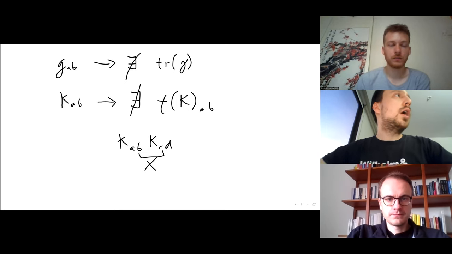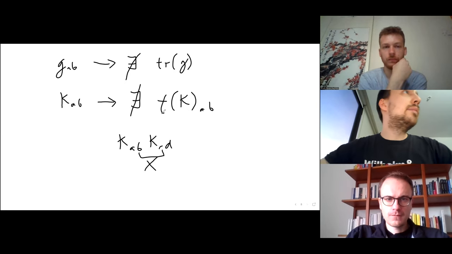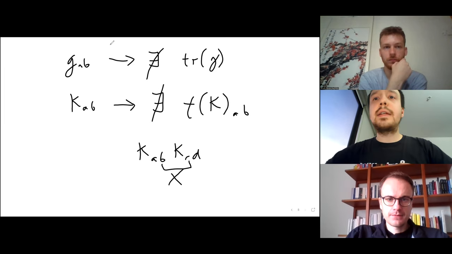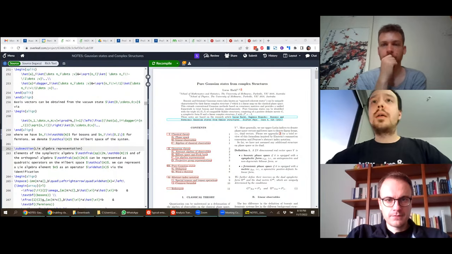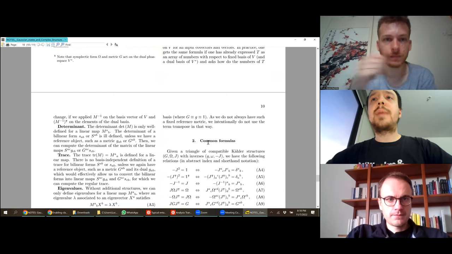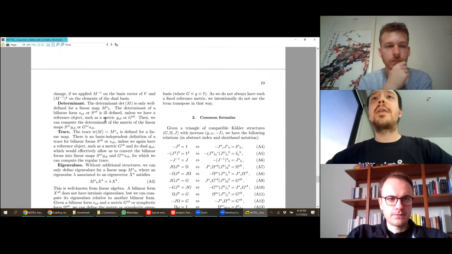Not so much. Yeah. So with that, I'll just save the notes, and I will go to the lecture notes. So the things that I described so far is really what I had in the appendix of the lecture notes. So here, abstract index notation and special operations. It's explained here. Eigenvalues, trace, determinant, and so on.